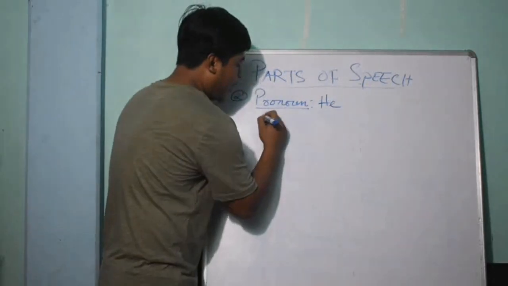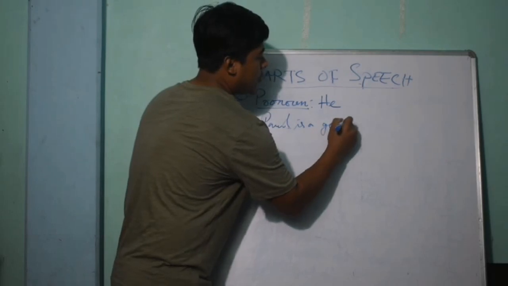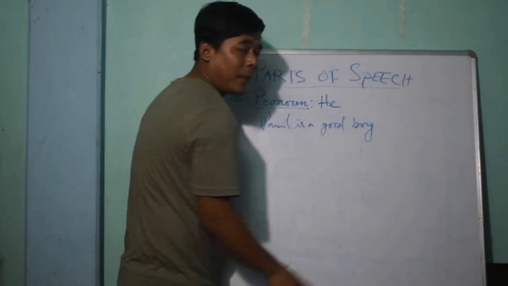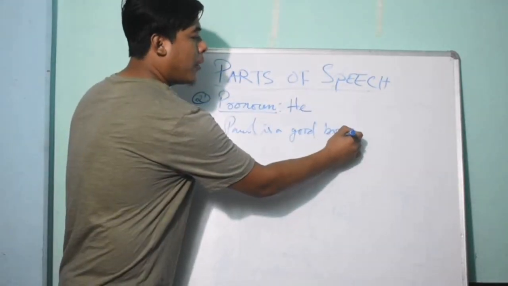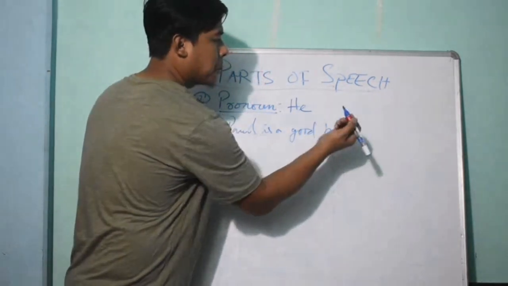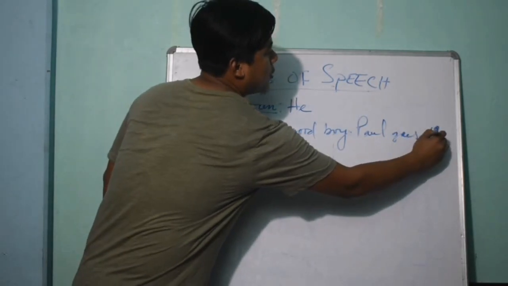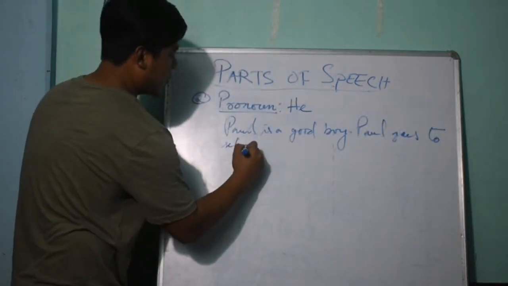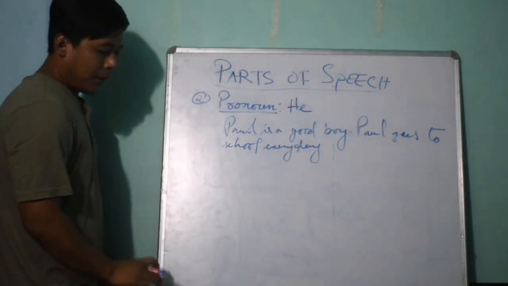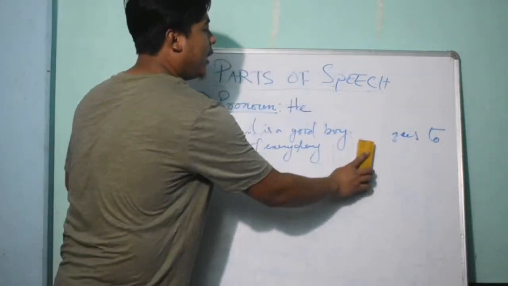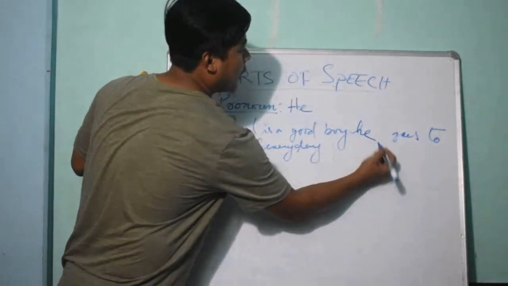So, Paul is a good boy. So, instead of repeating the word Paul is a good boy, Paul goes to school every day. So I'm going to inject the word he here. Instead of the word, I'm going to substitute this word Paul with the word he.